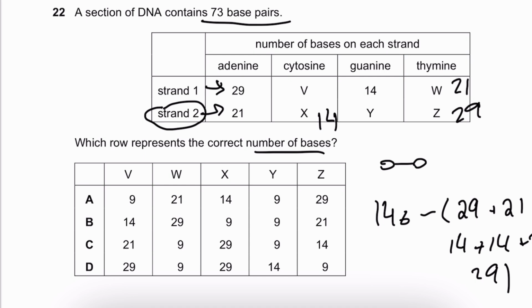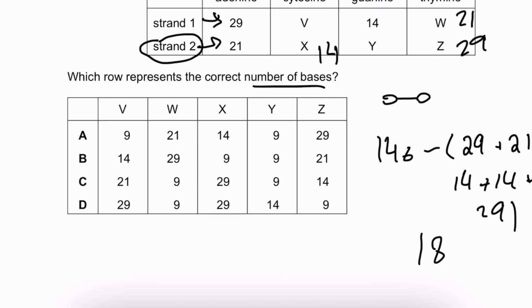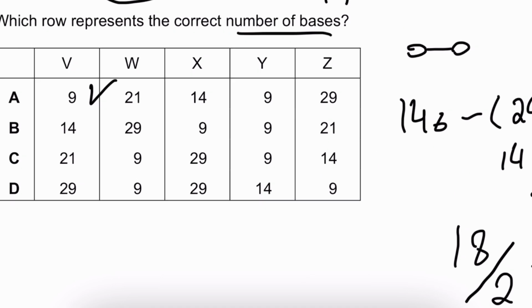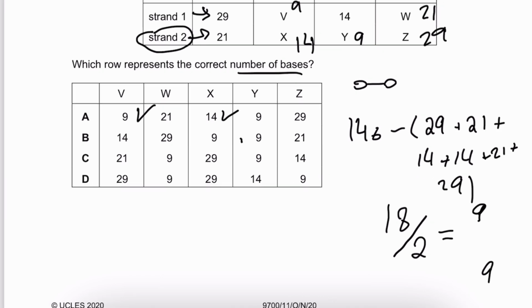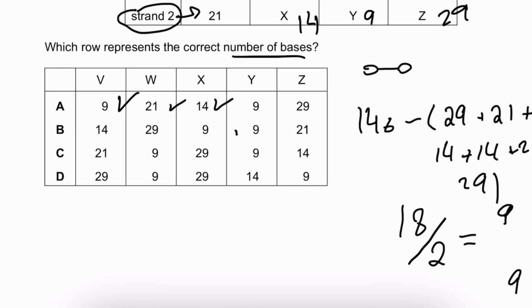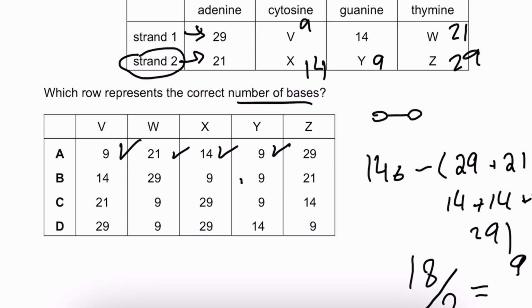cytosine and guanine, and so this gives me 18. So 18 is left, but don't forget 18 is cytosine and guanine. We need each one of them, so we divide by 2, so there's 9 cytosine on strand 1 and there's 9 guanine on strand 2 right here. And so V is equal to 9, X is equal to 14, W is equal to 21, and Y is equal to 9, and then lastly Z is 29.